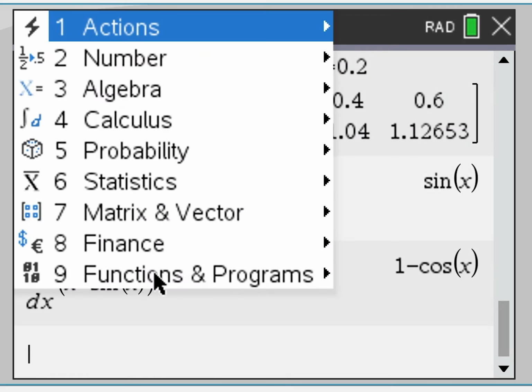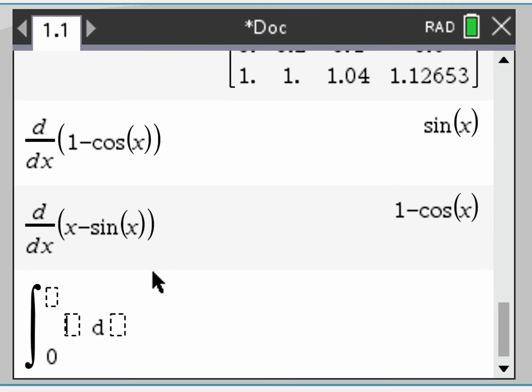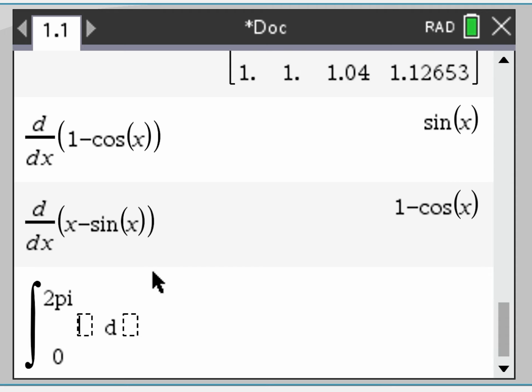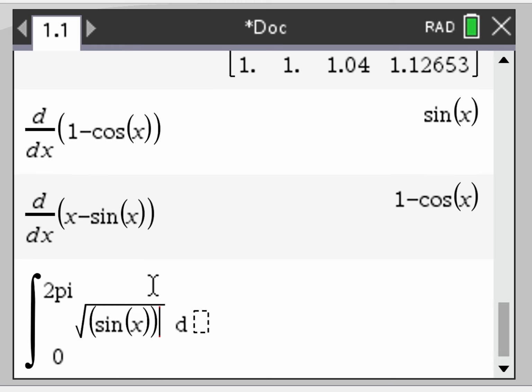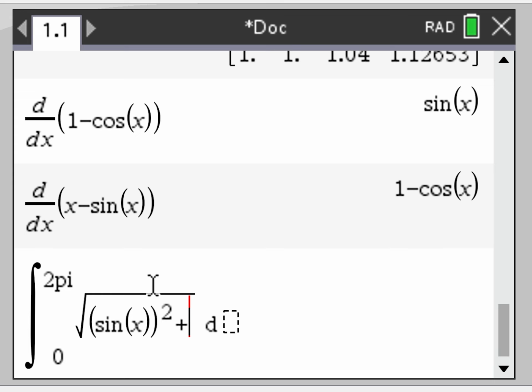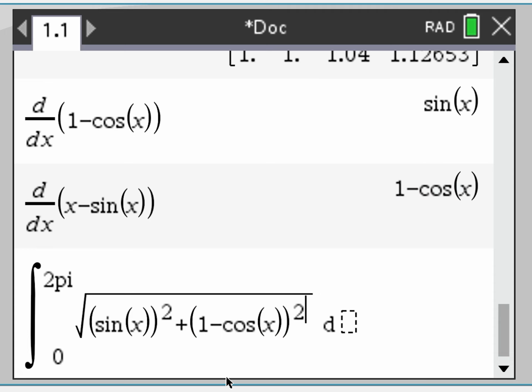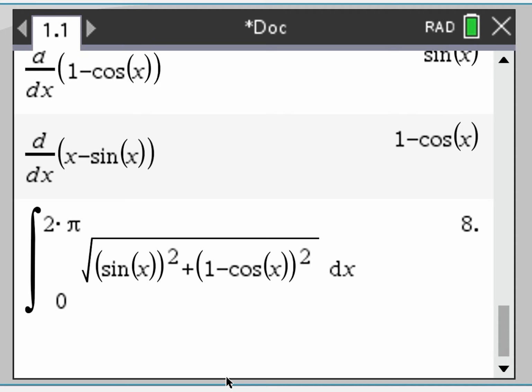So let's do menu for 3, and we do 0 to 2 pi. We do square root of sine of t squared plus, Control C and Control V, like that. Okay. Squared and dt. Okay, so 8. Now let's try option D to see if we get 8 when we substitute that integral in.